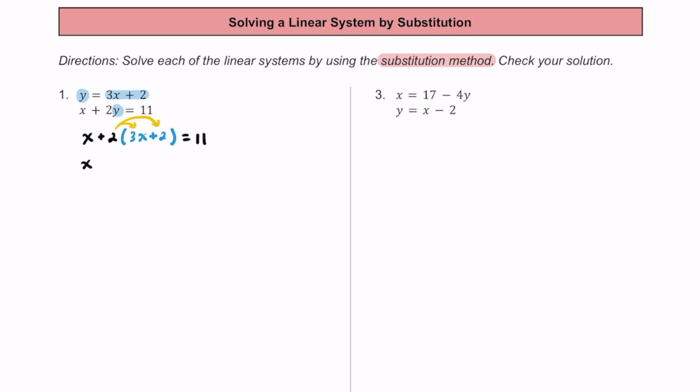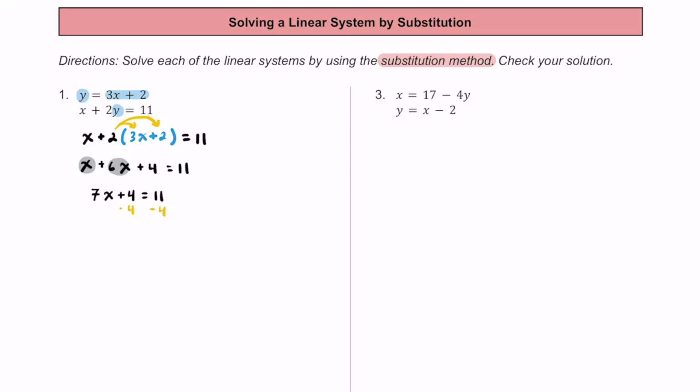So we're going to have x, and then 2 times 3x, that's going to be 6x. Then 2 times 2 is 4, and that's going to equal 11. From here, we're just going to combine like terms. We have this 1x and 6x we can combine together to make 7x. So we get 7x plus 4 equals 11. Next, we can subtract 4 from both sides of the equation.